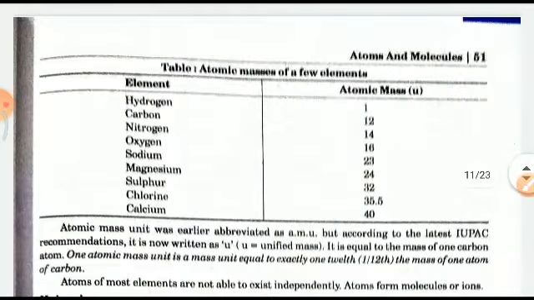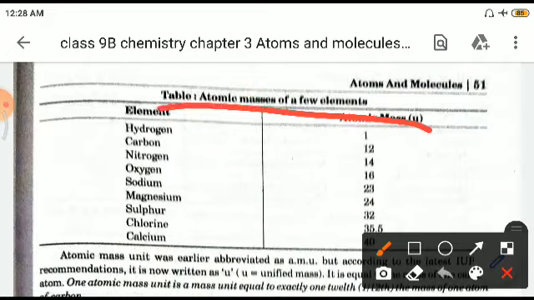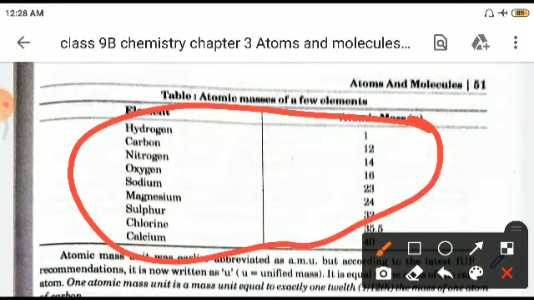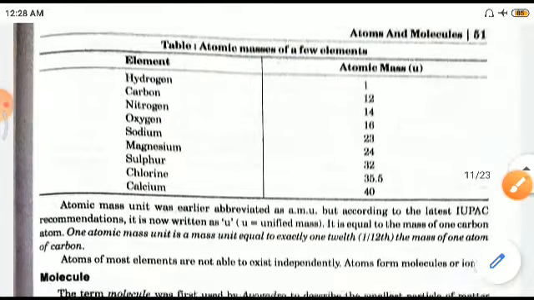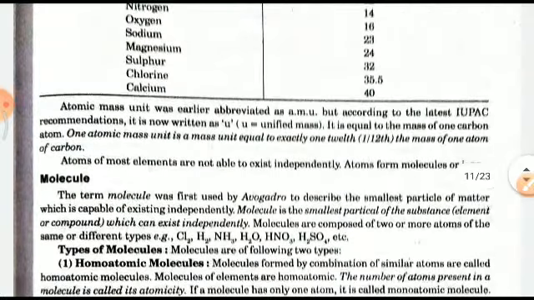Okay. Now on the basis of that, some of the atomic masses which you need to memorize by heart are given in this table, right? You need to memorize these. An atomic mass unit is written as AMU.